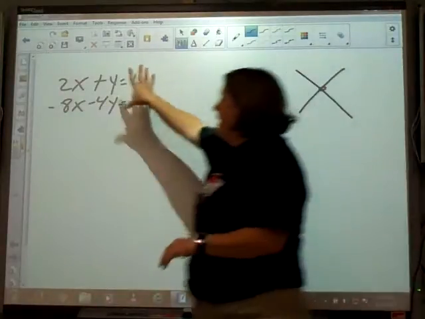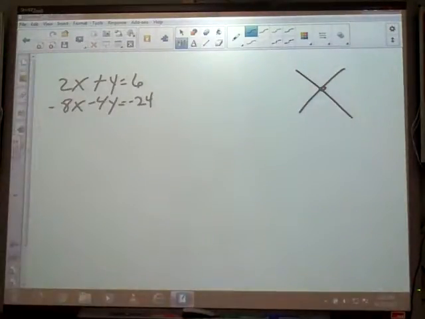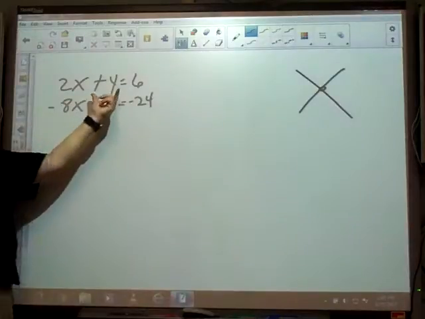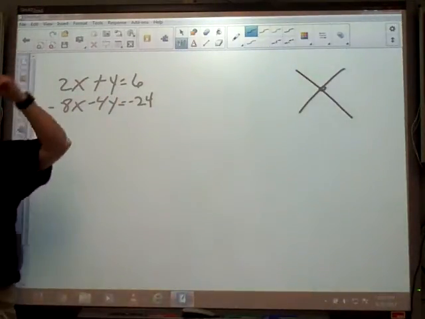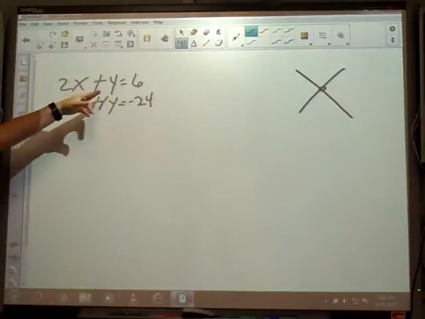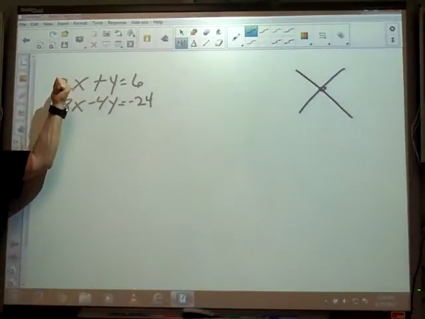Alright, so looking at what I have here, I'm thinking I'm going to use elimination. Do I want to make my x's be 8s? Do I want to make my y's be 4s? Okay, now we're going to see what Aaron said there. When I make my y's be 4s, it's also going to make my x's be 8s.